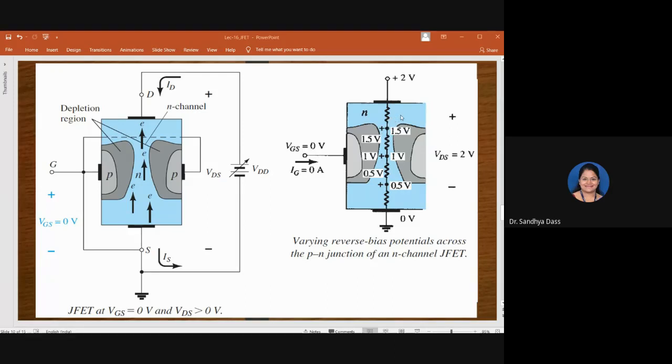Are you with me? The N channel, the drain terminal, is connected to the positive of the battery, VDS, and the gate terminal, which is P-type material, is grounded. So are we varying reverse voltage there? Are we varying reverse voltage?